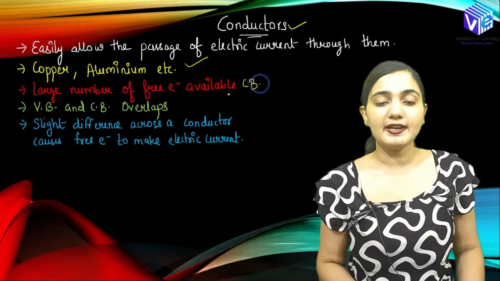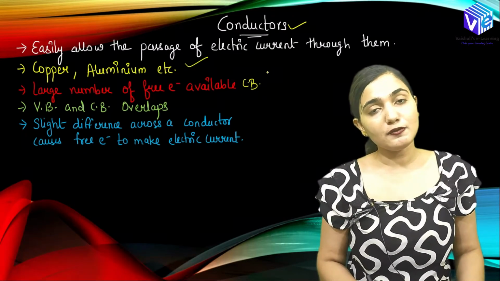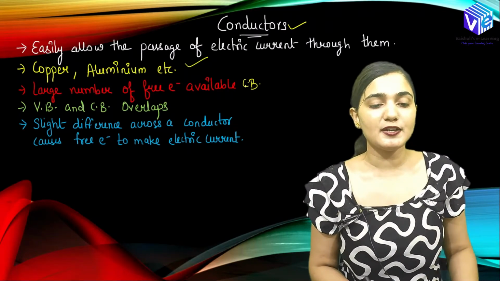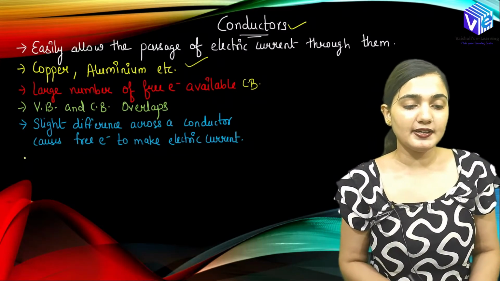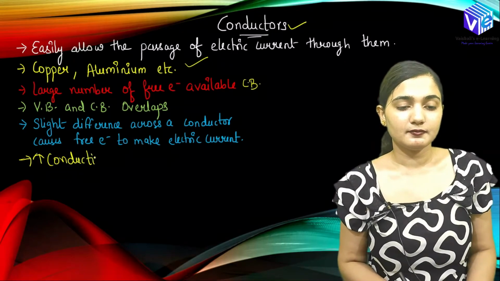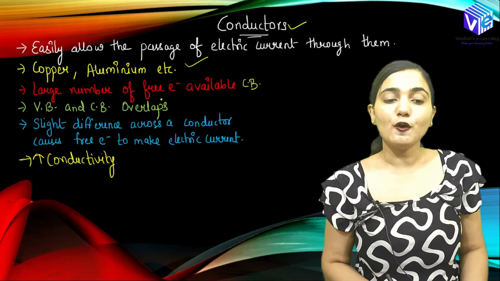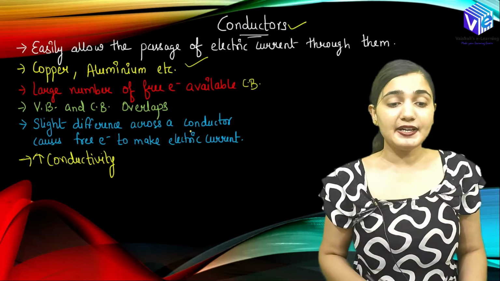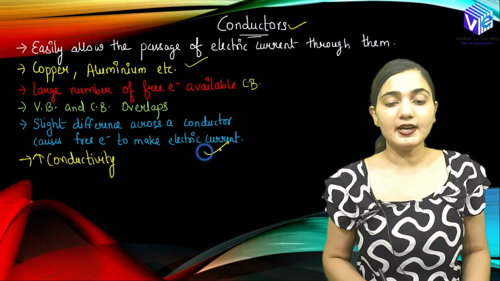So the conduction band electrons are now easy to move. They are able to move from one point to another, and this is how the current can easily pass through it, and it will have very high conductivity. So conductivity will be very high in this case. Valence band and conduction band are overlapping in this case, right? We have already seen it. So even a slight potential difference across a conductor will cause the free electrons to make the electric current.